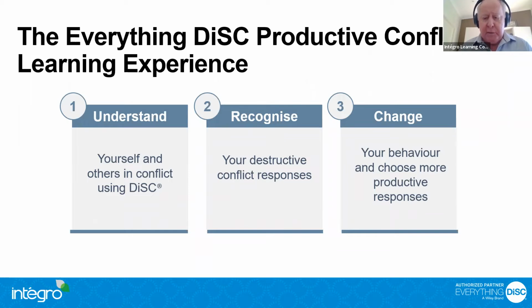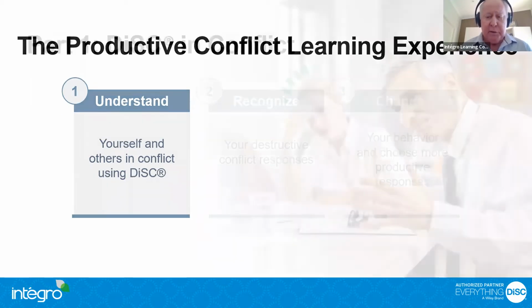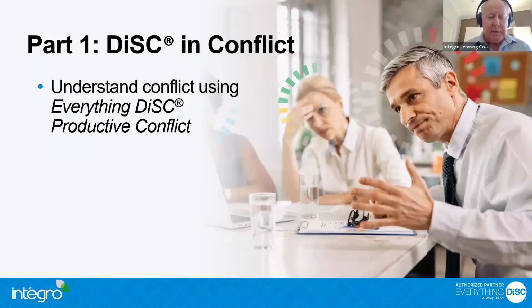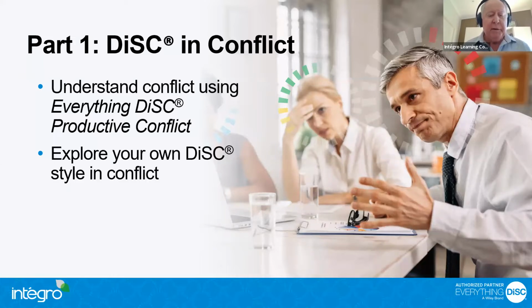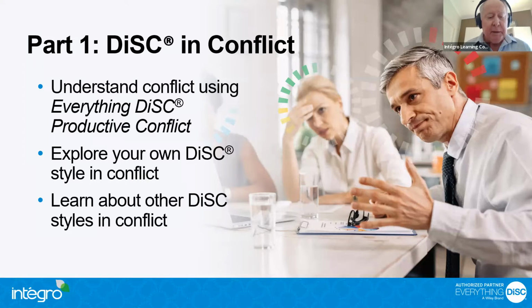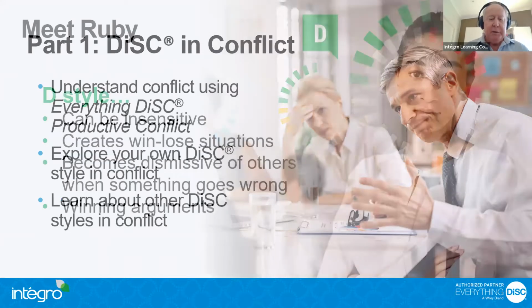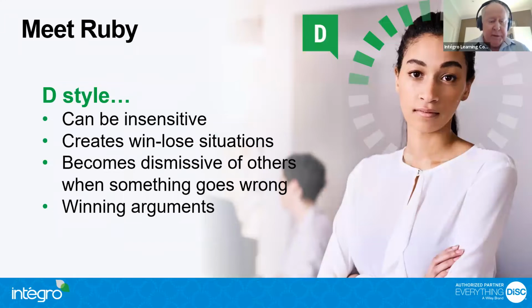All right, let's dive into the first part, yourself and conflict, part one. This is understanding conflict using the Everything DISC Productive Conflict Profile, exploring your own DISC profile and style, and then learning about other DISC styles in conflict. So let's look at an example. Here's Ruby. Ruby is a D style. Her typical behavior in conflict can be insensitive, creates win-lose situations, becomes dismissive of others when something goes wrong, and winning arguments is important to Ruby.